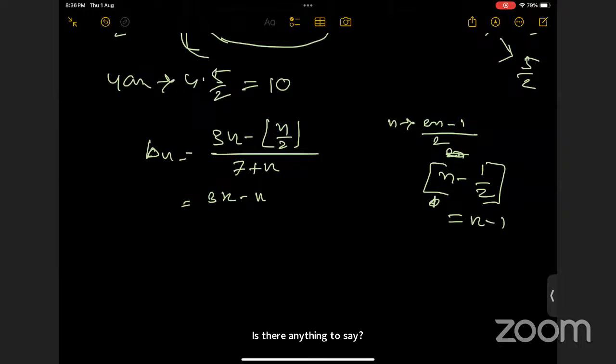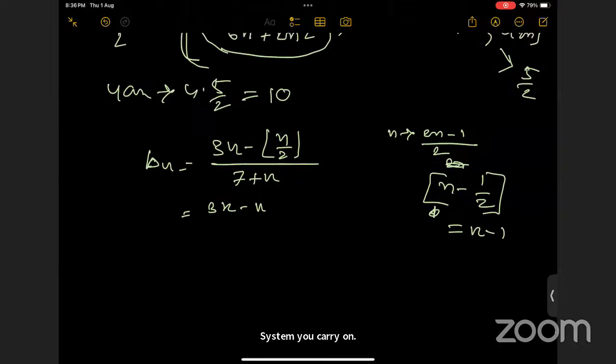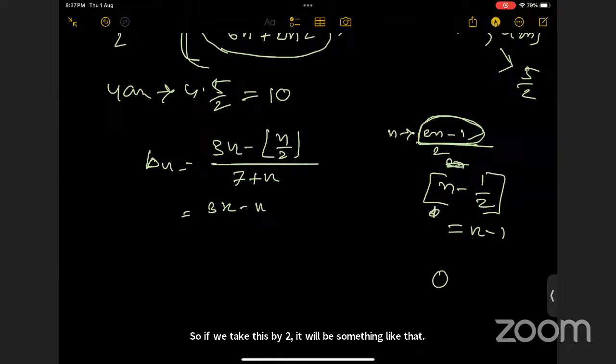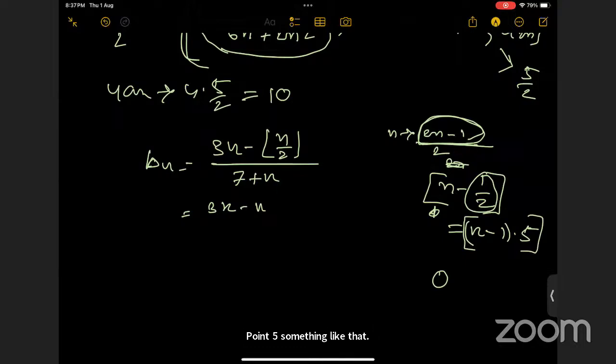You carry on. Okay. So if n is odd, then n is of the form like that, right? So if we divide this by 2, it will be something like that. That means we are taking some natural number, then subtracting half, 0.5, from this. So it will be some natural number minus 0.5. That means 0.5, something like that, right? Did I get it? Yes, ma'am.